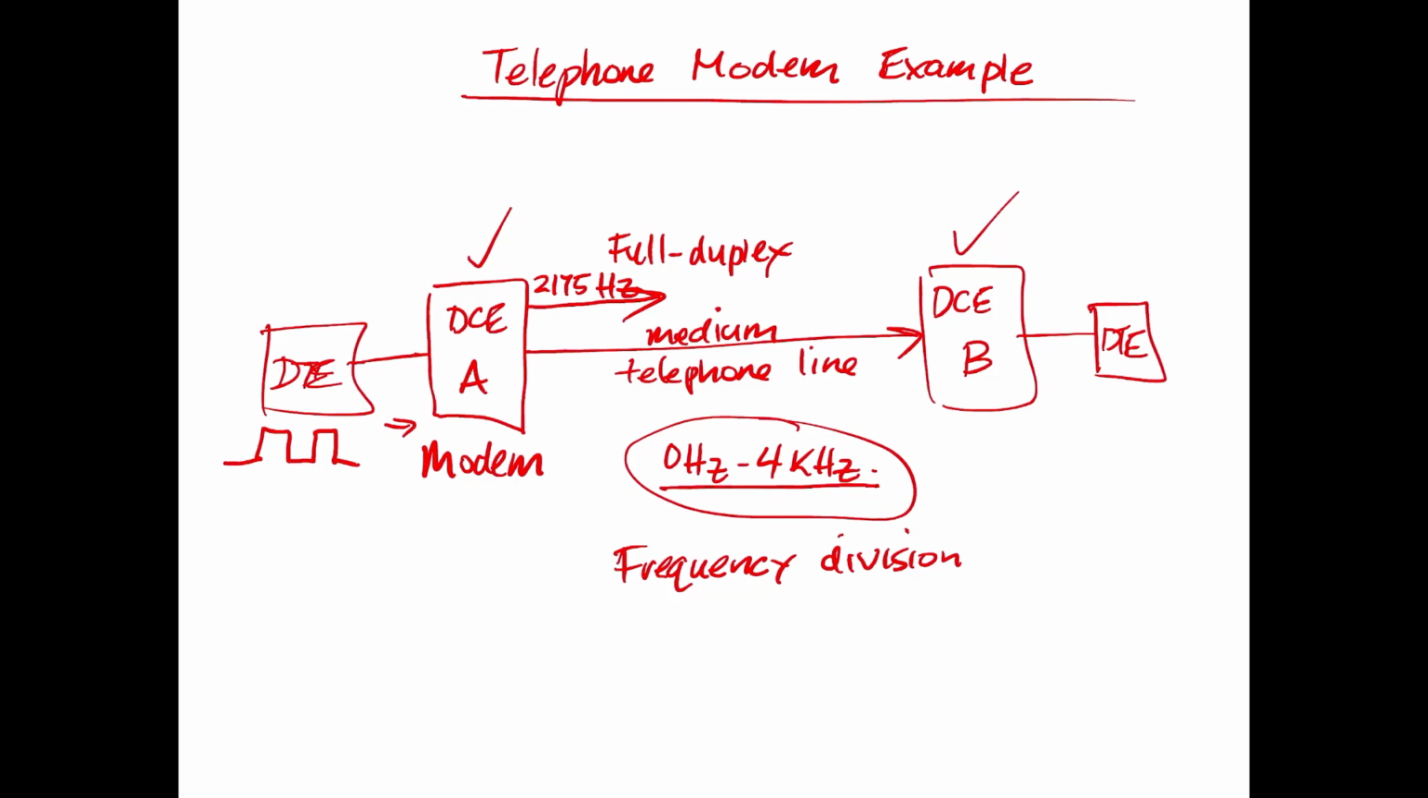That carrier can be modulated by frequency as, say, 2150 for a logic 1, and let's go 2125 for a logic 0 as an example. So the frequency shifts between two frequencies for 0 and 1, and that carrier is what carries those zeros and ones to DCEB.